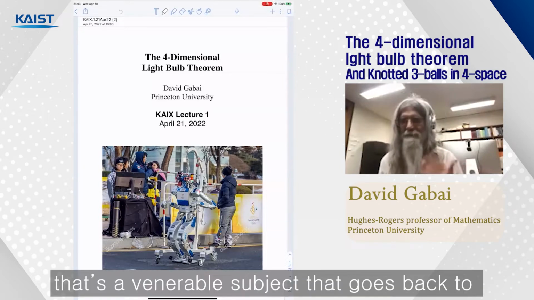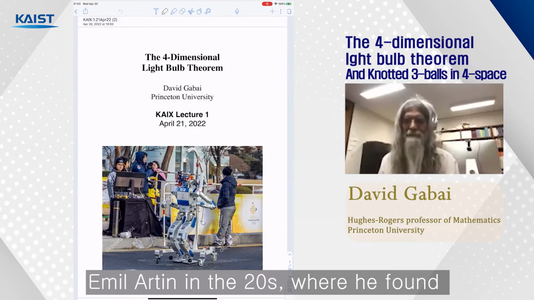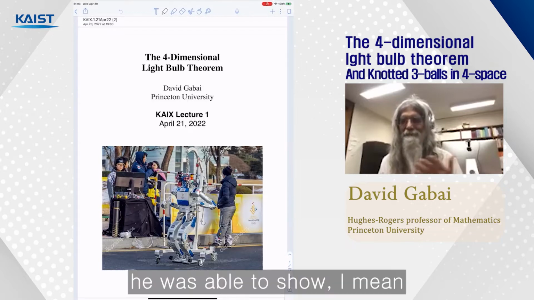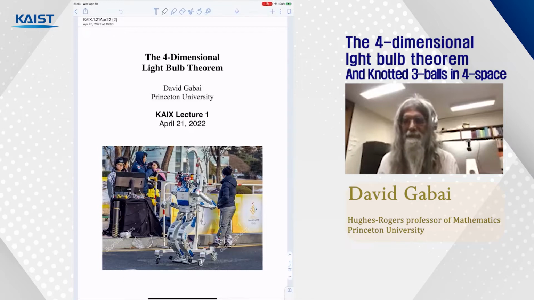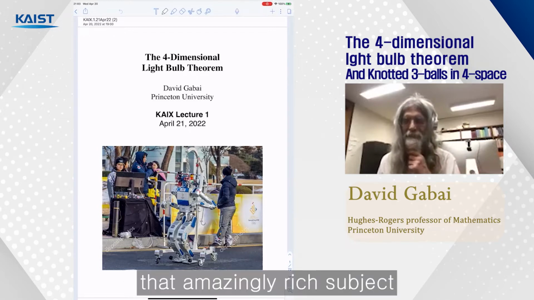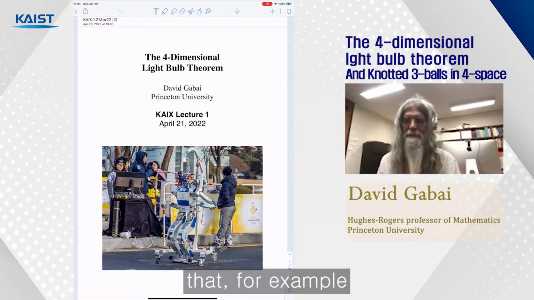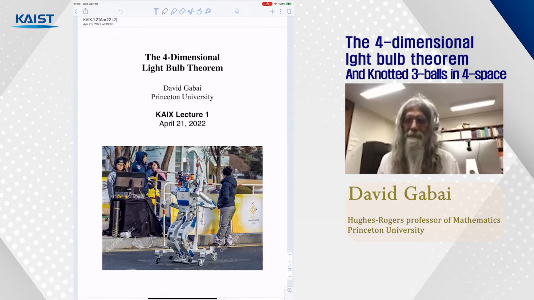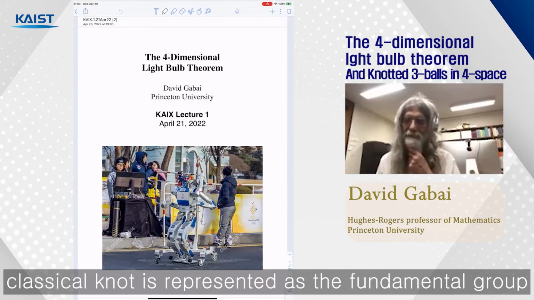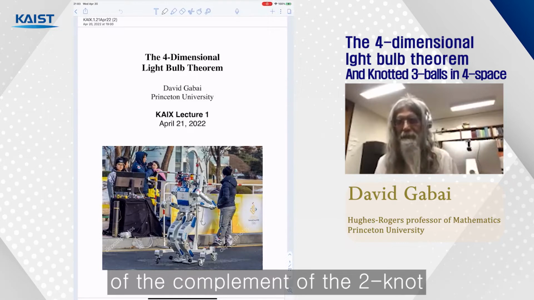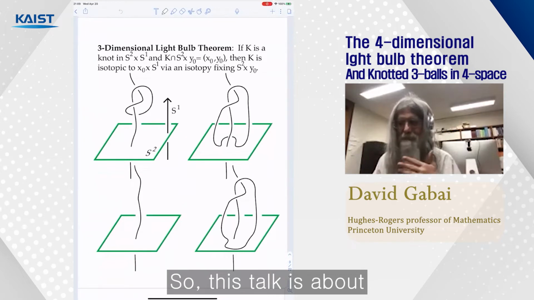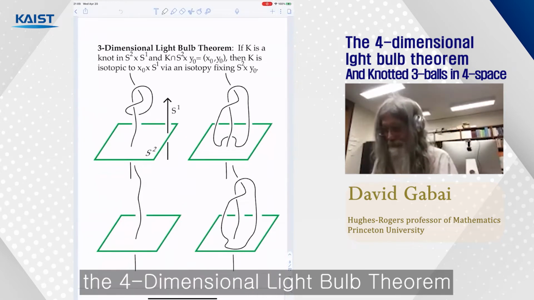That's a venerable subject that goes back to Emil Artin in the 20s, where he found these spun knots, and already he was able to show that it's an amazingly rich subject. For example, every fundamental group of a classical knot is represented as the fundamental group of the complement of a two-knot. So this talk is about the four-dimensional light bulb theorem.